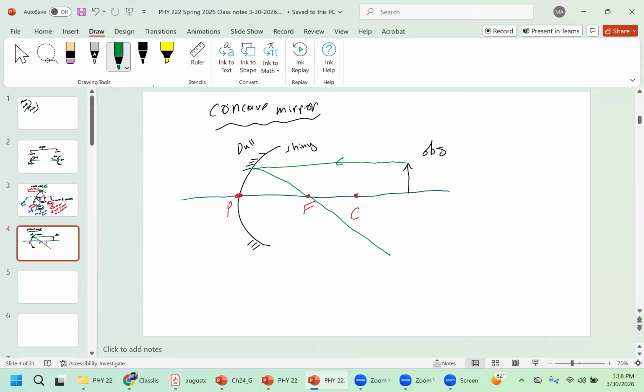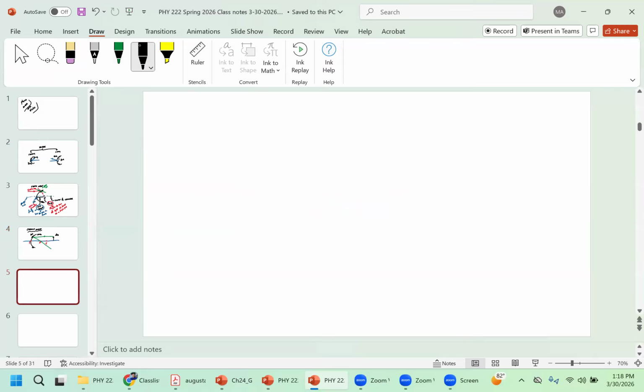Now, the question is where the image is going to be. So basically, to figure out where the image will be, we're going to pick a point on the object.